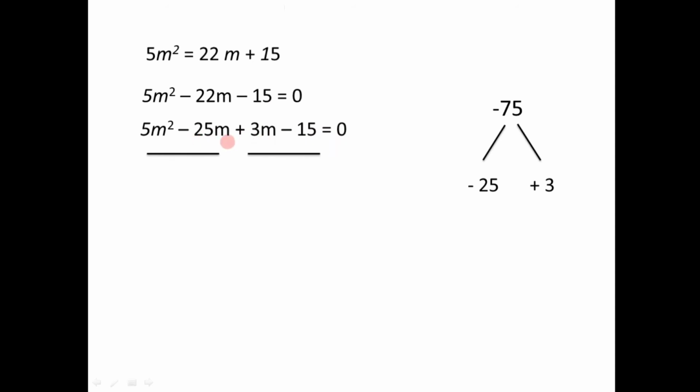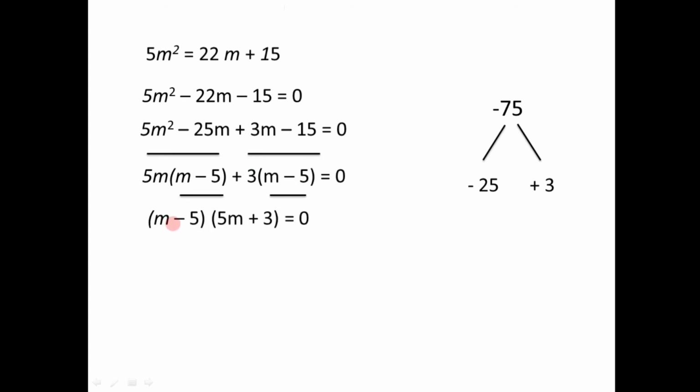Then we should make two groups. From the first group we can take 5m as common. So in bracket we have m minus 5, plus in the second group we can take only 3 as common. So in bracket we have m minus 5. So here again m minus 5 is common, that should be taken in the first bracket, and in the second bracket we have 5m plus 3 is equal to 0.